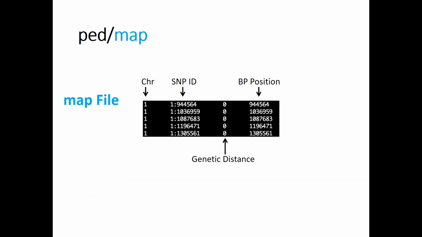In the MAP file, the first column represents chromosome, then SNP ID, then genetic distance. If we do not know the genetic distance, we can code it as 0. For example, like the 0 in this picture. And the fourth column represents the base pair position.